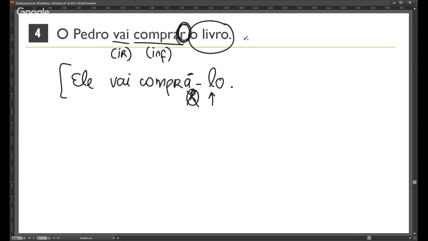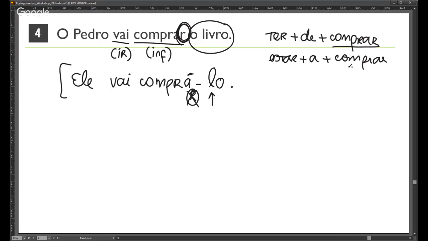When I say ter de comprar, just giving you some examples here. Have to buy something also uses an infinitive, and infinitives always end with R. So this will always happen in cases like this. Or estar a, the one I talked to you about last time, estar a, and then infinitive. I am buying. This one will also use an infinitive. So there are many, many structures that use an infinitive. In these cases, this transformation will happen.